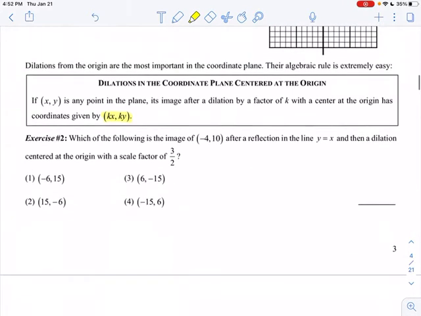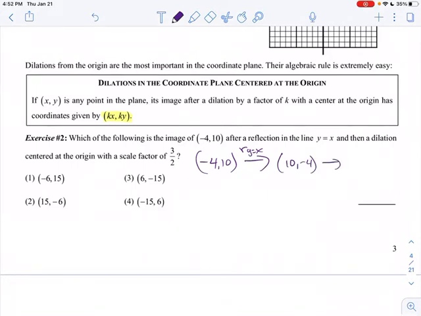All right, let's do one that's a tiny bit more complicated. Which of the following is the image of (-4, 10) after a reflection in the line y = x and then a dilation centered at the origin with a scale factor of 3/2? So we have to remember our rules for a reflection over the line y = x. And I just flip-flop those coordinates, so that would give me (10, -4).